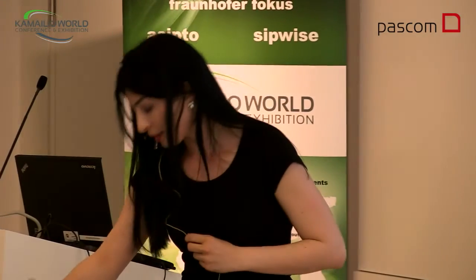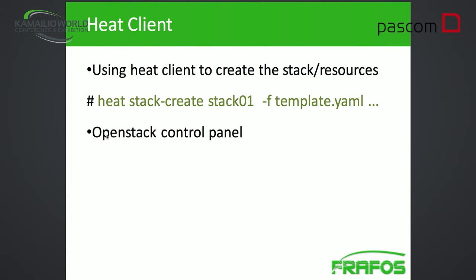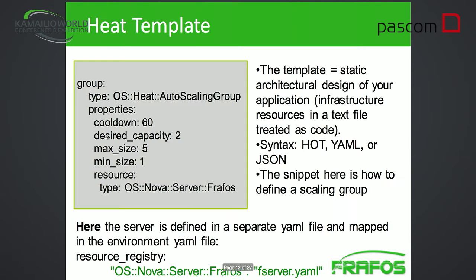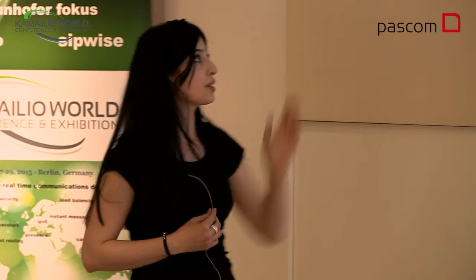And when the template is ready, and we have told the template what resources we want, then we need to create this template, so we use the heat client. For example, here, stack 01 is the name of the stack or the resources. And then template YAML is the main template file. And then what creates the resources is called the orchestration service. In OpenStack, it's called Heat.